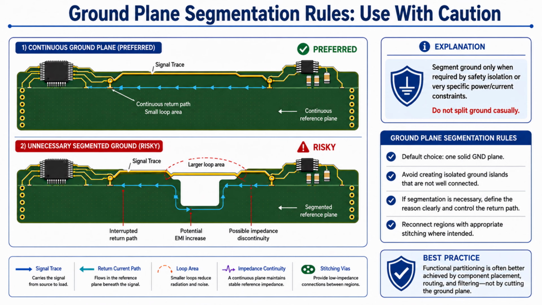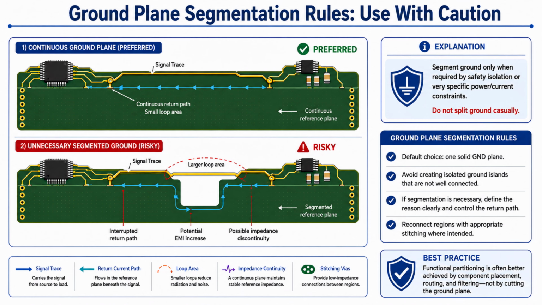Ground segmentation sounds smart, but in many PCB designs, it creates more problems than it solves. In the preferred example, the signal travels over one continuous ground plane. The return current flows directly beneath it. The loop area stays small, and the reference remains stable. Now look at the risky case. The ground plane is split into islands. The signal trace still crosses the board, but the return current cannot flow naturally underneath it anymore. It has to detour around the gap. That detour increases loop area, raises impedance, and can create EMI, noise, and signal integrity issues.